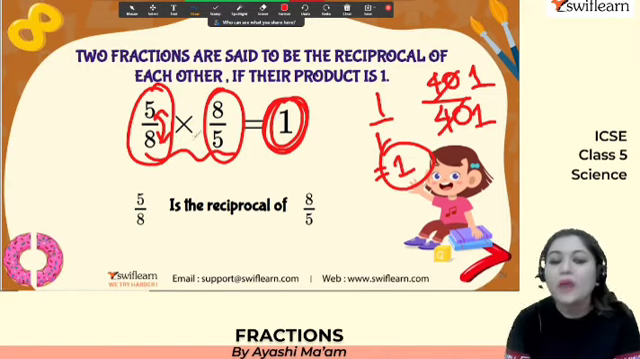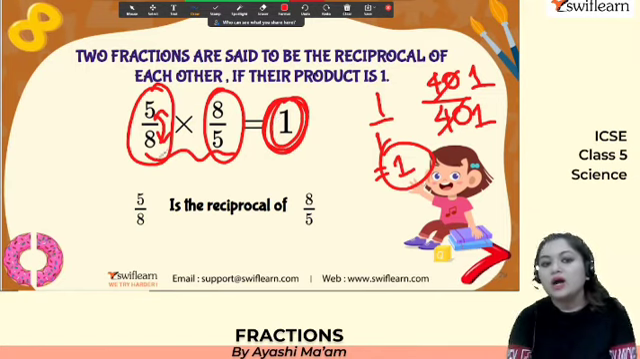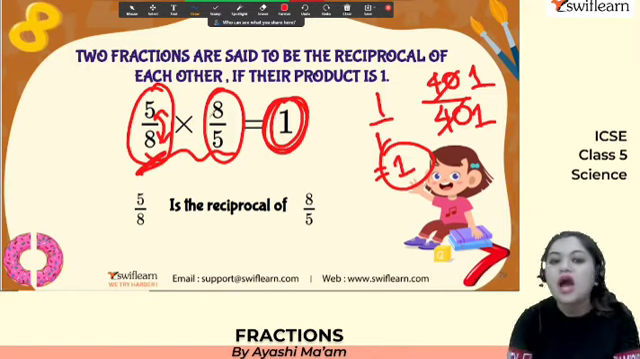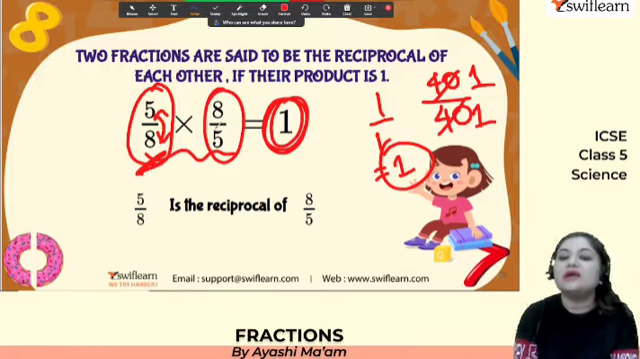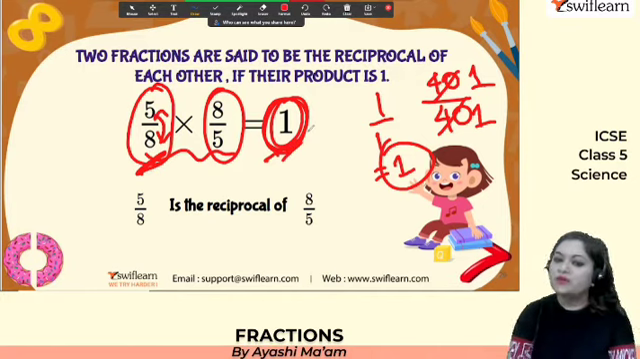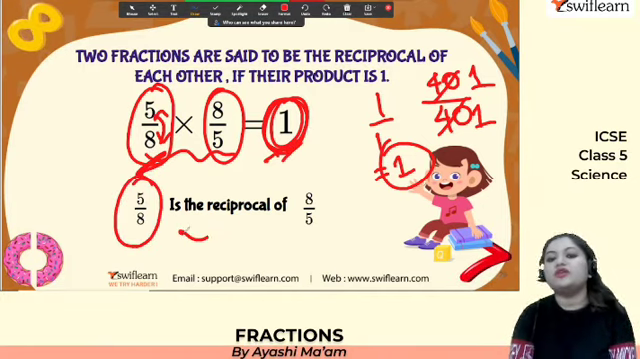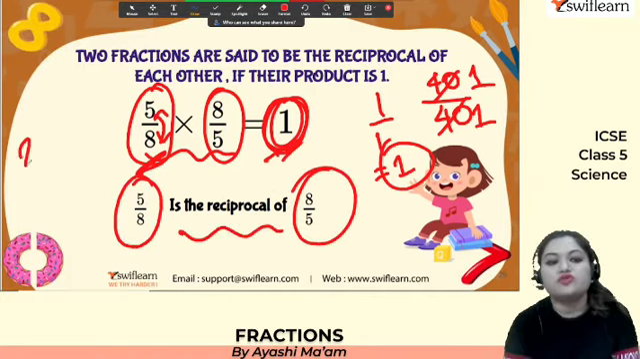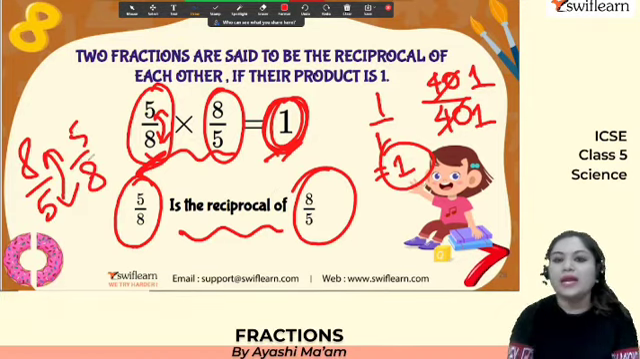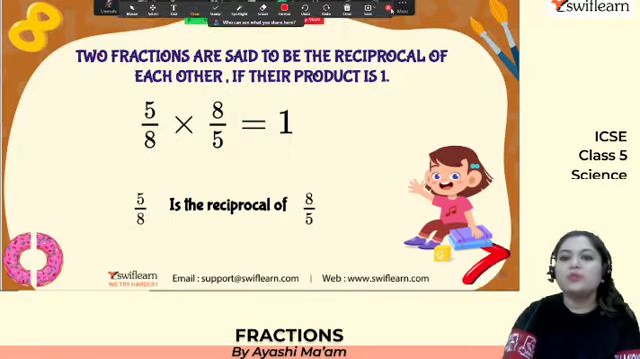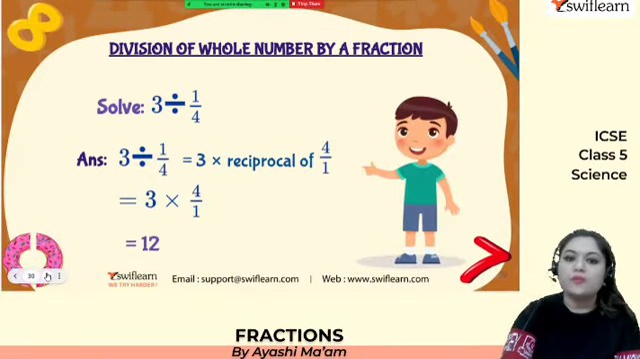That means whenever we take a fraction and multiply it with the reciprocal of the same fraction, we get the product as 1, right? This is why 5 by 8 is the reciprocal of 8 by 5. Even if you have 8 by 5, the reciprocal will be 5 by 8. Understood? This is an important property that you need to remember.